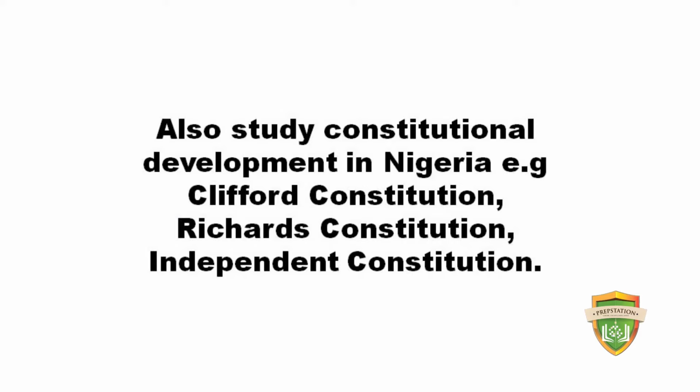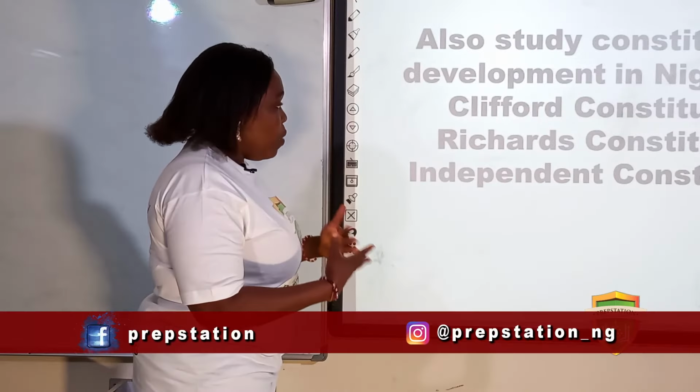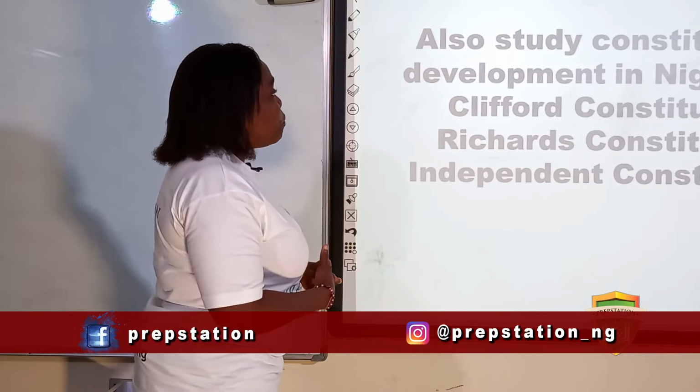Operate. Also, we're going to be studying constitutional developments in Nigeria. That is talking about the Clifford Constitution of 1923, the Richards Constitution of 1946, the several independence constitutions. We have the Independence Constitution of 1963 and all that. So these are the things we'll be looking at in this class.